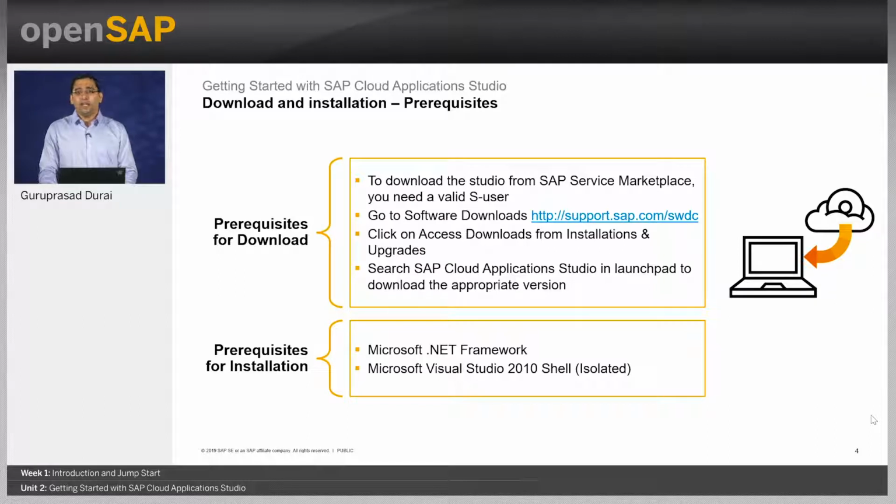This slide explains the prerequisites for downloading and installing Cloud Studio. A partner or a customer must have a valid S user. With this S user, you can go to the software downloads using the link provided here, and under the section Installation and Upgrades, click on Downloads and Access Downloads. I will show in a bit how you can go to the software download center and how you can download SAP Cloud Studio.